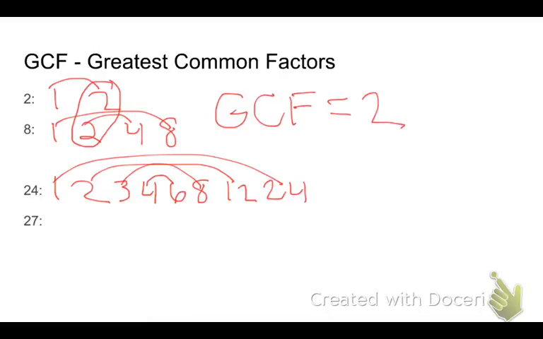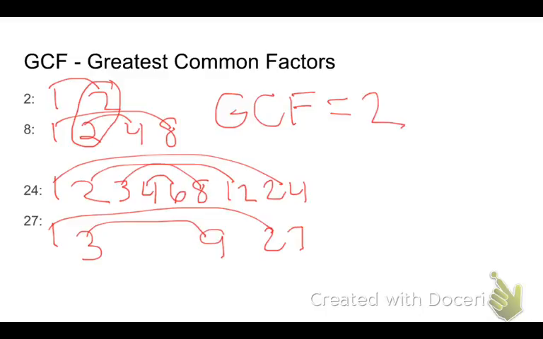Let's think of factors of 27. 1, 27. 2 times nothing because it's an odd number, sorry. 3 times 9. 4 times nothing makes 27. 5 times nothing. 6 times nothing.